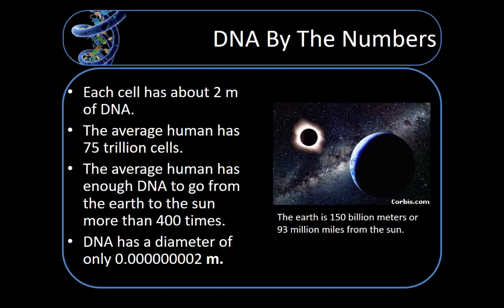And the way you do that is by making the molecule incredibly thin. In fact, the diameter of DNA is 0.2, I don't even remember what this is, 1, 2, 3, 4, 5, 6, 7, 8, 9 decimal places meters. So 2 times 10 to the negative 9th meters long. That's pretty amazing. The distance between Earth and the Sun is about 93 million miles or 150 billion meters. So it's a long way. That is a ton of DNA.